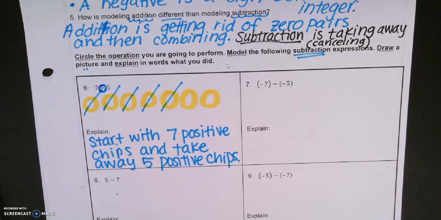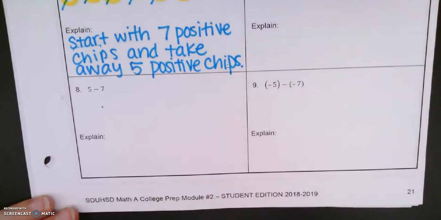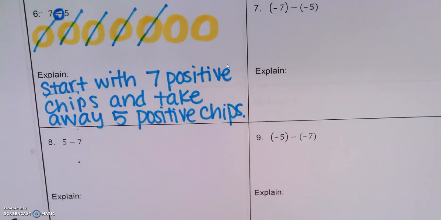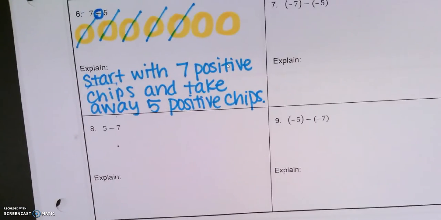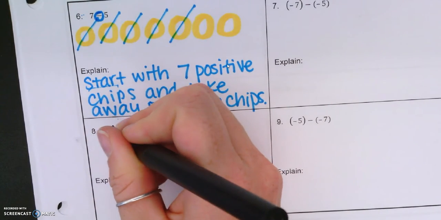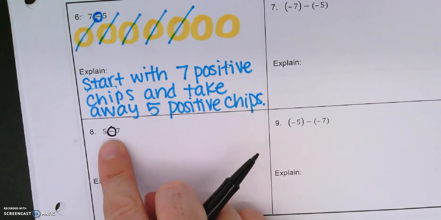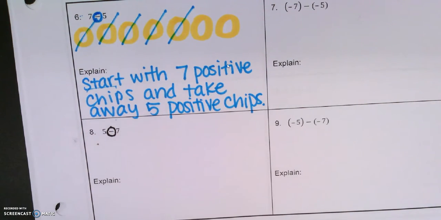Cool. Let's look at number 8. Now we're going to start with 5 positives, and then we are going to take away 7. And I know we're taking away because this is a subtraction sign. It's a subtraction sign, not a negative sign. 5, take away 7 positives.